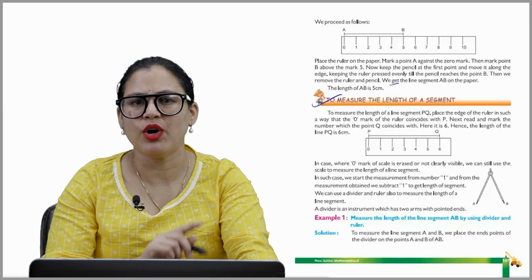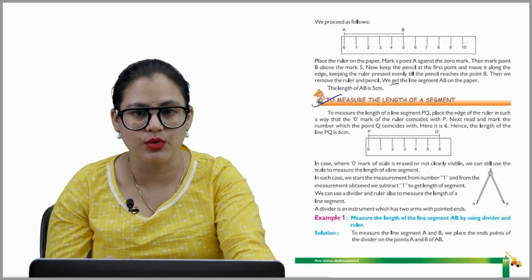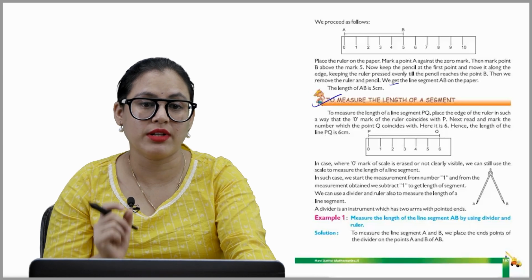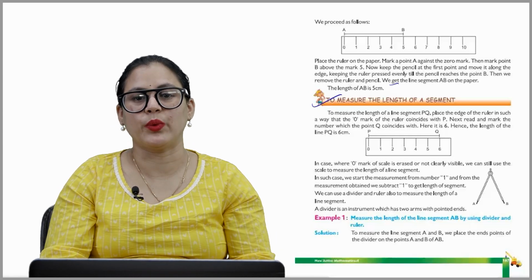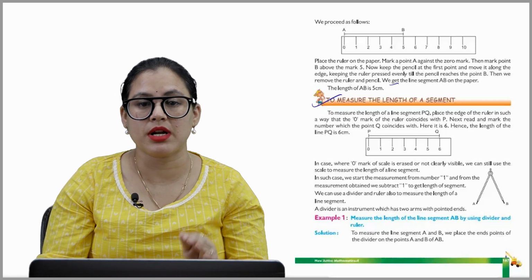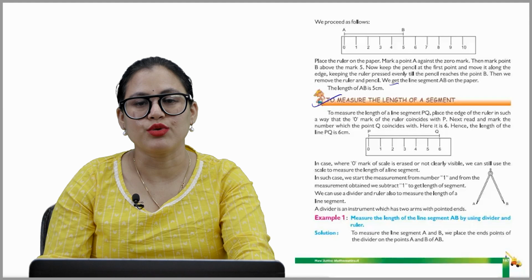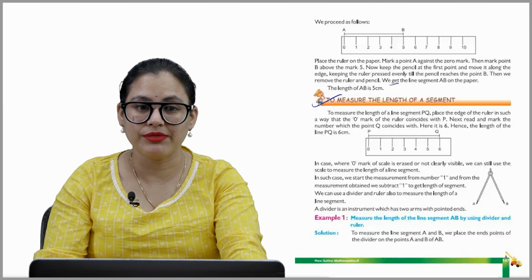In case where 0 mark of a scale is erased or not clearly visible or worn out, we can still use the scale to measure the length of a line segment. In such case, we start the measurement from number 1 and from the measurement obtained, we subtract 1 to get the length of the segment. We can use a divider and ruler also to measure the length of a line segment.